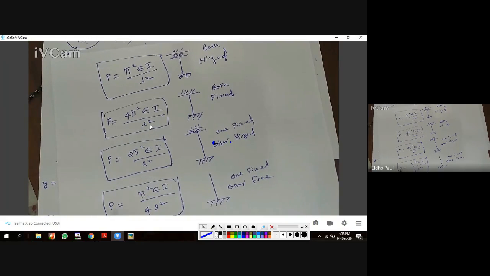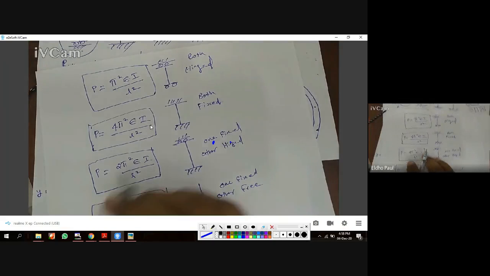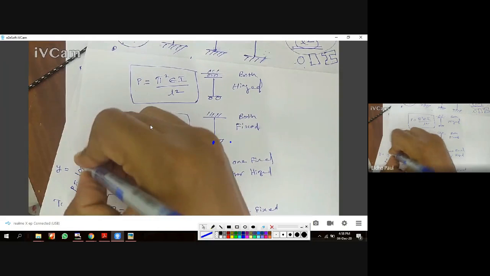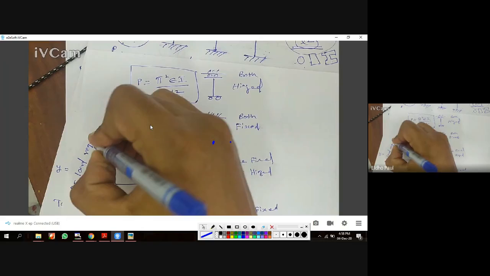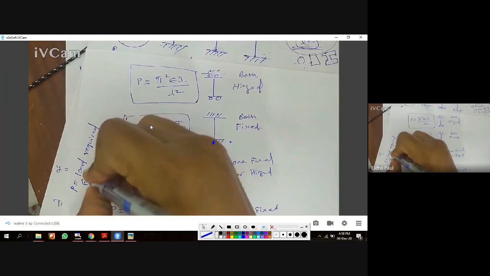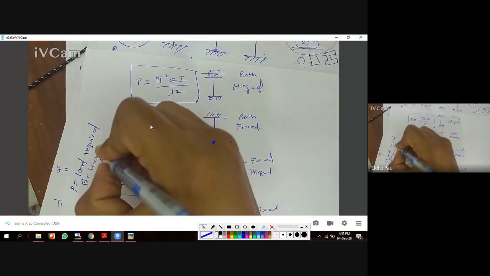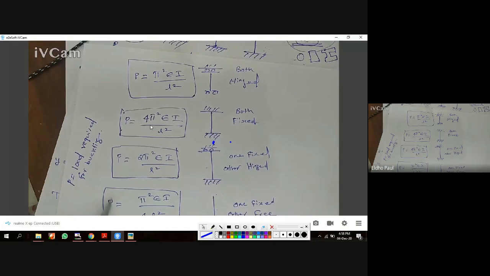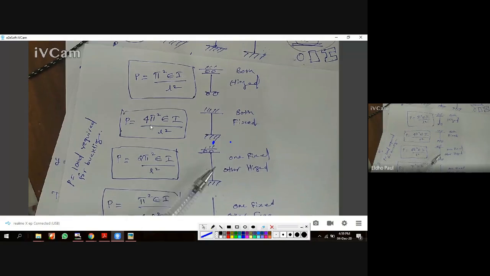What is P here? P is the load required for buckling. This is also called crimping load or buckling load or bending load. If we increase the load greater than this P value according to the end condition, what happens? The column starts to buckle. So we have to limit the load acting on the column to this value.